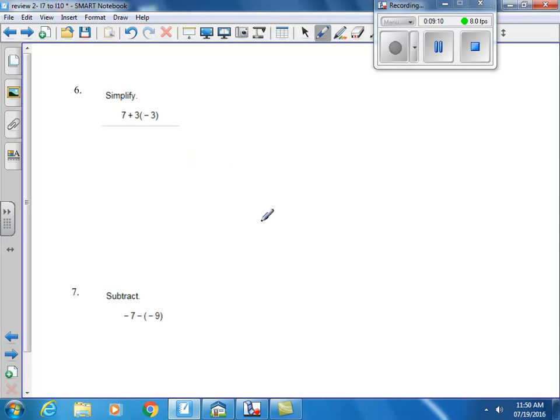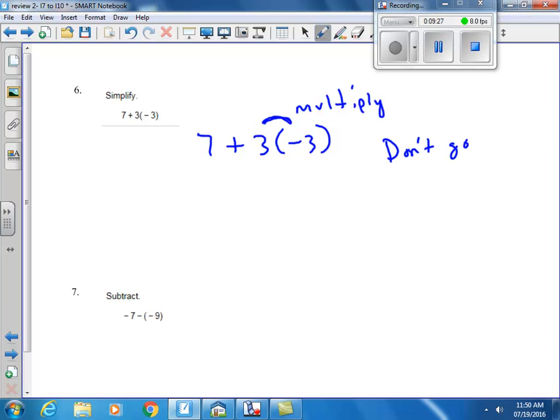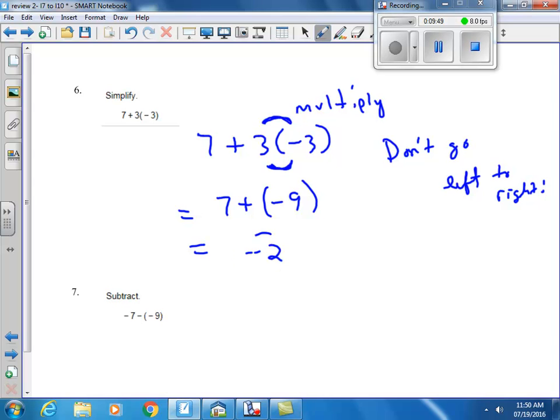Now for this one, I'm going to rewrite it, 7 plus 3, parenthesis, negative 3. Know that these two are connected by multiplication. And that dominates addition. Must be done first. You don't go left to right. It's not going to work. You got to take care of this first. So 3 times negative 3 is negative 9. Positive times a negative is a negative. So you have 7 plus negative 9. Well, that really means like 7 minus 9 or 7 lose 9. So you'd be in the hole 2.